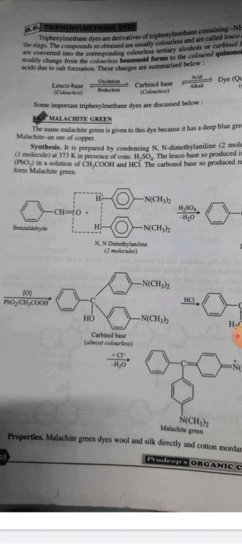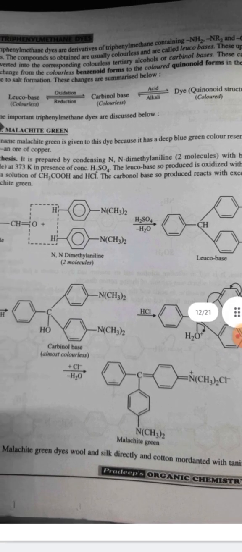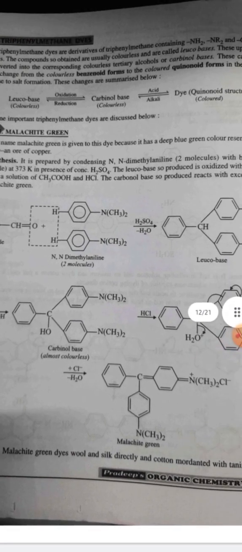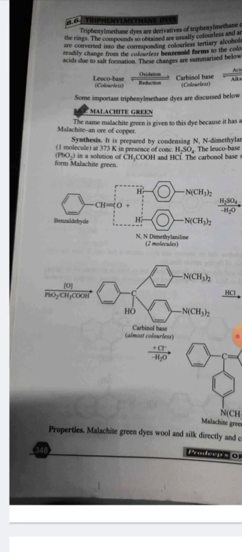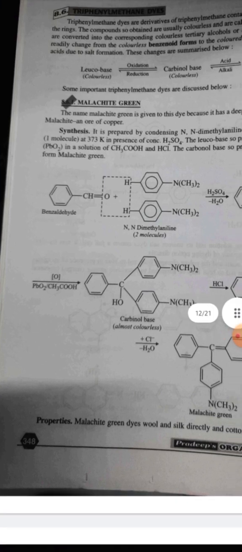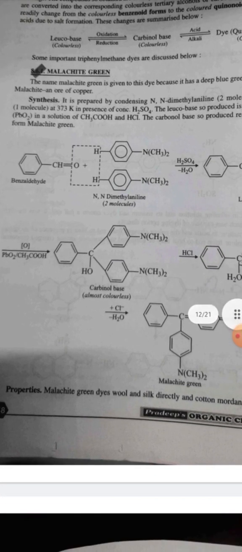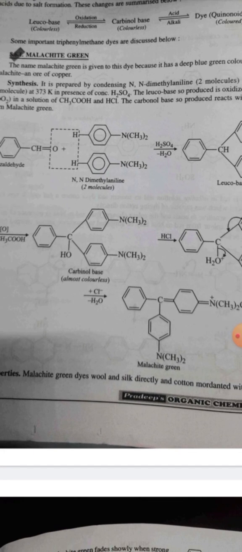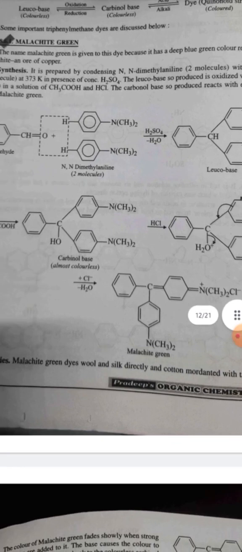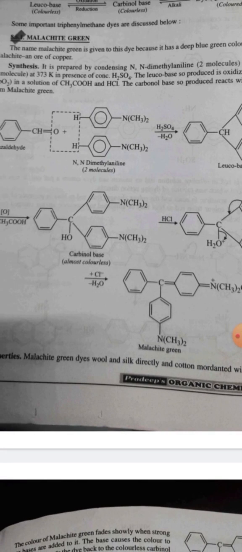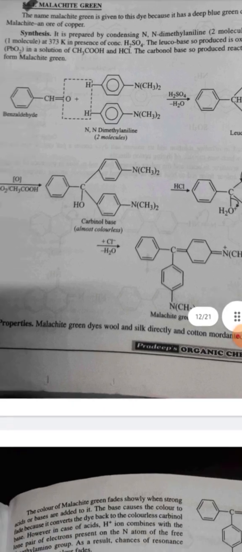Our reaction is: when benzaldehyde reacts with N,N-dimethylaniline, 2 moles, in presence of H2SO4 acidic medium, it gives the leucobase. When the leucobase is oxidized with PbO2 in presence of CH3COOH, it gives the carbinol base, which is also colorless. When the carbinol base reacts with HCl, followed by Cl negative ion, it gives malachite green.